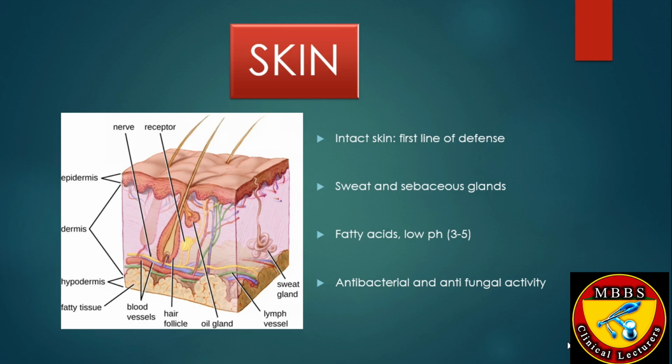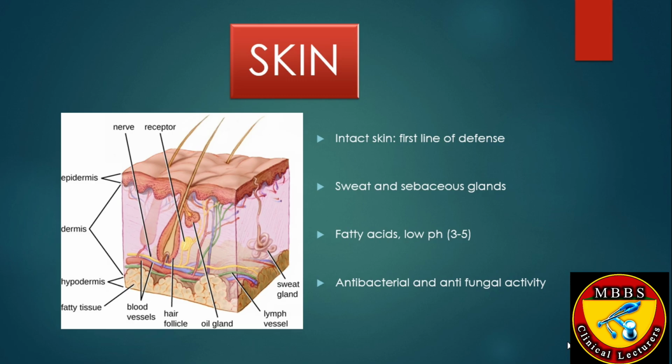Also, the skin has sweat and sebaceous glands. These glands produce sebum, and sebum has a very protective role against not only bacteria but also different types of fungal species, because sebum is constituted of fatty acids, and these fatty acids keep the pH low. The skin pH is kept low, about 3 to 5, and this low pH is also responsible for killing microorganisms. Secondly, these fatty acids themselves have antibacterial and antifungal activity.